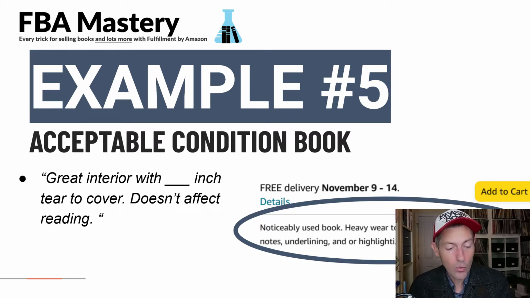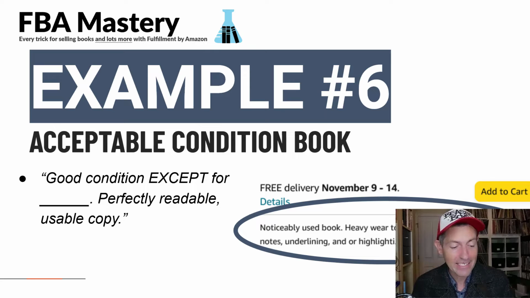Okay, another example, again, really specific with what the damage is. Great interior with blank inch tear to cover, doesn't affect reading. So this is an example for a book where you have some heavy damage to the cover in the form of a big tear. A small tear would probably keep it in good or very good condition, but a big tear, you probably want to sell as acceptable. So I'll just mention, hey, it's a tear, but it's not like a 6-inch tear. It's like a 1-inch tear, right? Shows the customer you're being specific. You individually inspected the item.